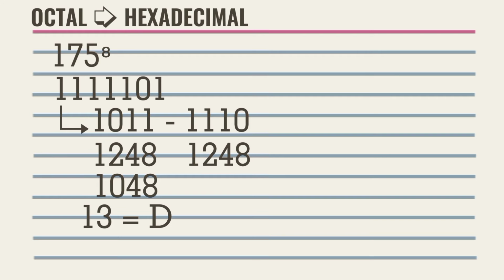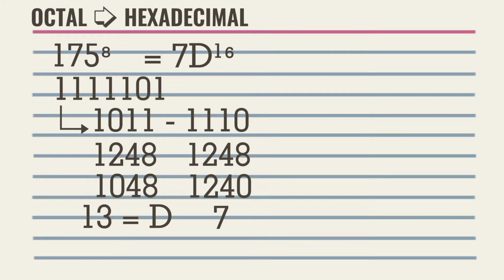Next is 1 times 1 is equals to 1, 1 times 2 is equals to 2, 1 times 4 is equals to 4, and 0 times 8 is equals to 0. Now to sum it all, and we're getting 7. Put the results in reverse and we'll get 7D. That means the hexadecimal form of octal 175 is 7D. And that's all for octal.